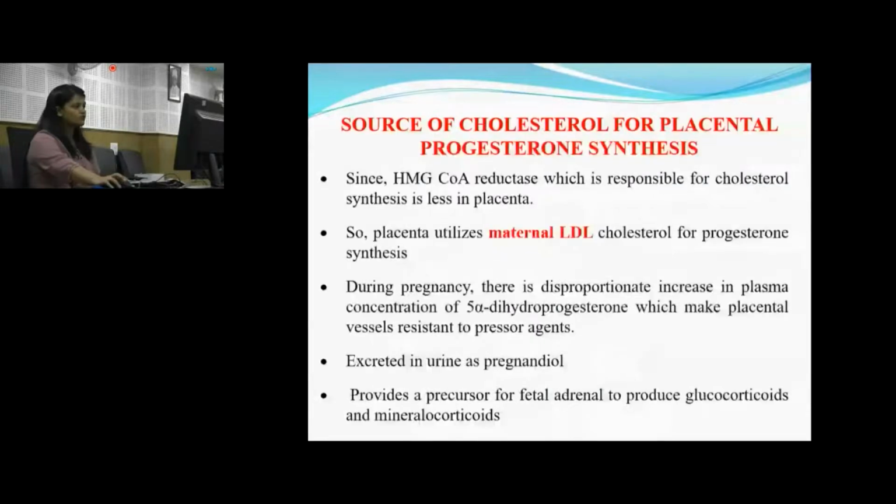What is the source of cholesterol for placental progesterone synthesis? The fetus is dependent on the mother, as the placenta utilizes maternal LDL for synthesis of progesterone. During pregnancy, there is a disproportionate increase in plasma concentration of 5-alpha dihydroprogesterone, which makes placental vessels resistant to pressor agents. This is excreted in urine as pregnanediol, and it provides a precursor for fetal adrenals to produce glucocorticoids and mineralocorticoids.